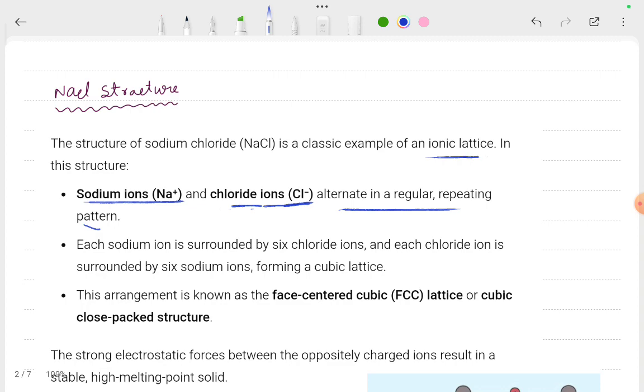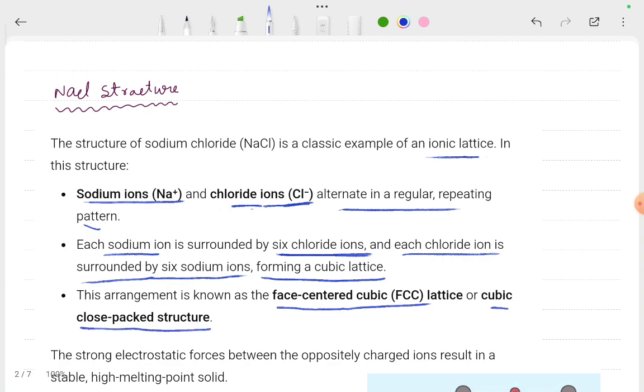The second point is that each sodium ion is surrounded by 6 chloride ions. This is a very important point, please remember this concept. Each sodium ion is surrounded by 6 chloride ions, and each chloride ion is surrounded by 6 sodium ions, forming a cubic lattice. That's the basic point. This arrangement is known as the face-centered cubic lattice or cubic close-packed structure. It means the NaCl structure is nothing but an FCC structure.